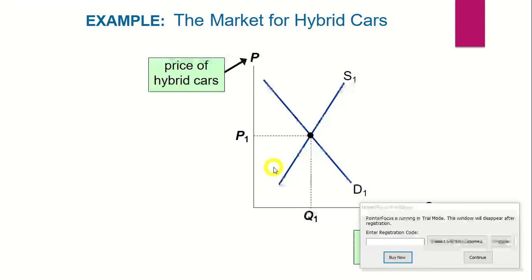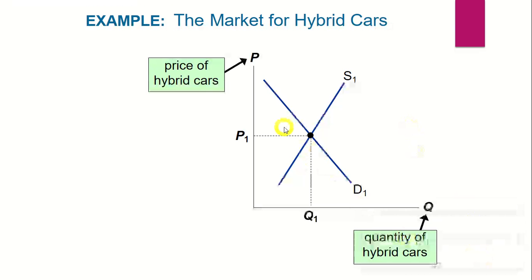Here comes the example, that is the market for hybrid cars. On the vertical axis, there is the price of hybrid cars, and on the horizontal axis there is the quantity of hybrid cars. We have a supply curve and a demand curve here, and here we have the equilibrium price, that is P1, and the equilibrium quantity, that is Q1.